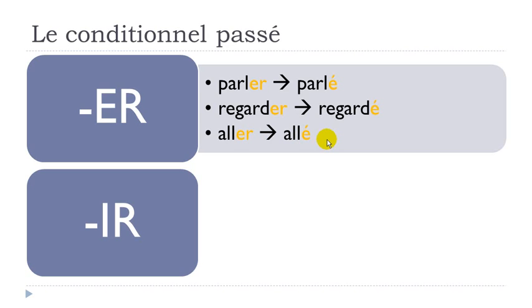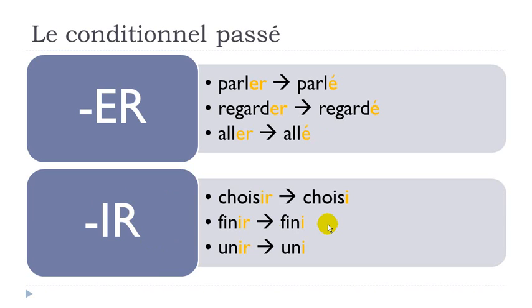Second group of verbs, so regular verbs, not all the er verbs, okay? Quite easy as well. Let's take choisir. Choisir is to choose, okay? IR, like that, and it will become I. Finir, to finish or to end, IR, and it will become I. Unir, to unite, IR, and it will become I. So it's quite easy, okay? Choisir, choisi, finir, fini, unir, uni.